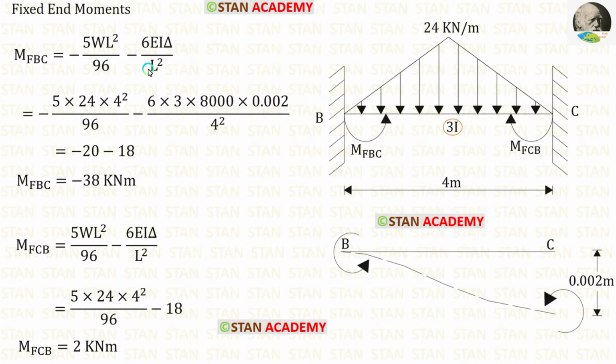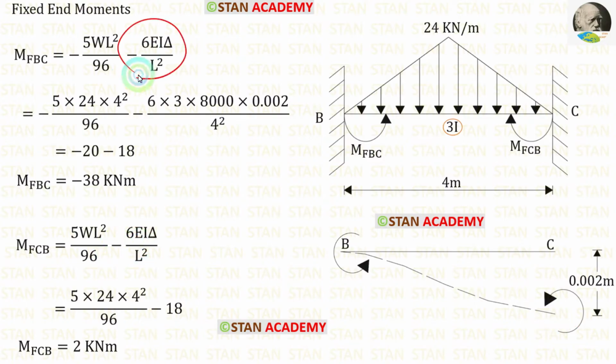The formula to find the fixed end moments due to sinking is 6EI delta upon L square. If the sinking occurs on the left side of the span, the fixed end moments due to sinking will be positive. If it occurs on the right side of the span, the fixed end moments due to sinking will be negative. Since the sinking occurs on the right side, the fixed end moments due to sinking will be negative.